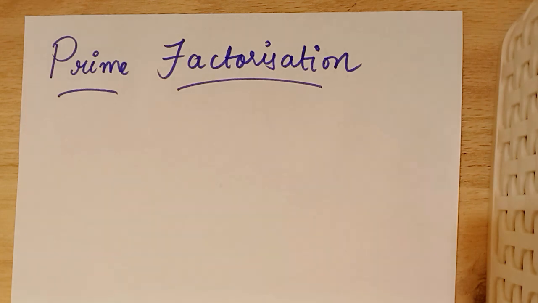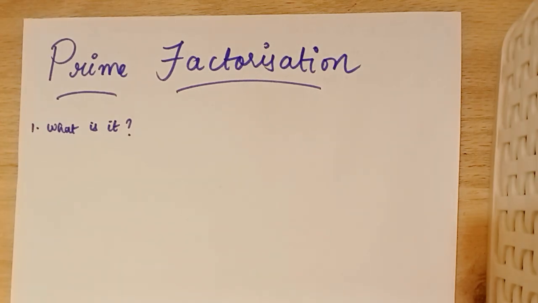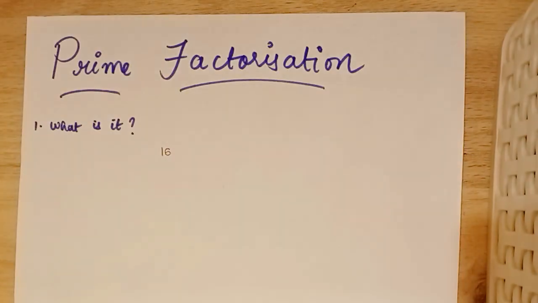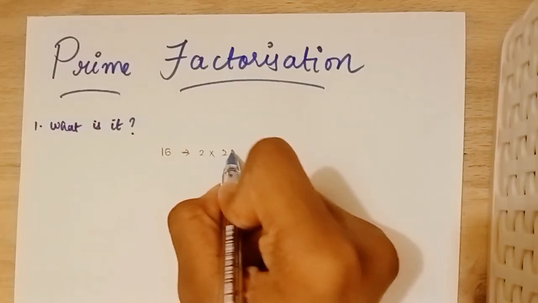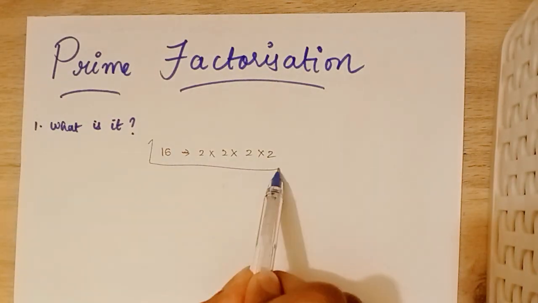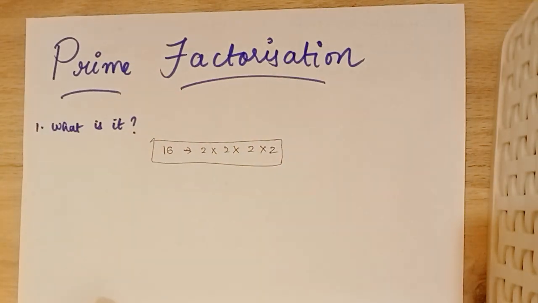How do you do prime factorization? Firstly, what is prime factorization? Prime factorization means expressing a number as a product of its prime numbers. For example, if you have the number 16, you can express 16 as 2 into 2 into 2 into 2. This is the expression of 16 using prime numbers.